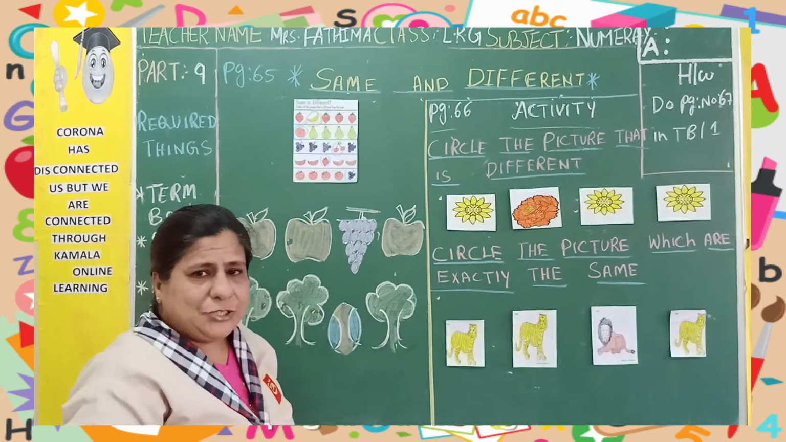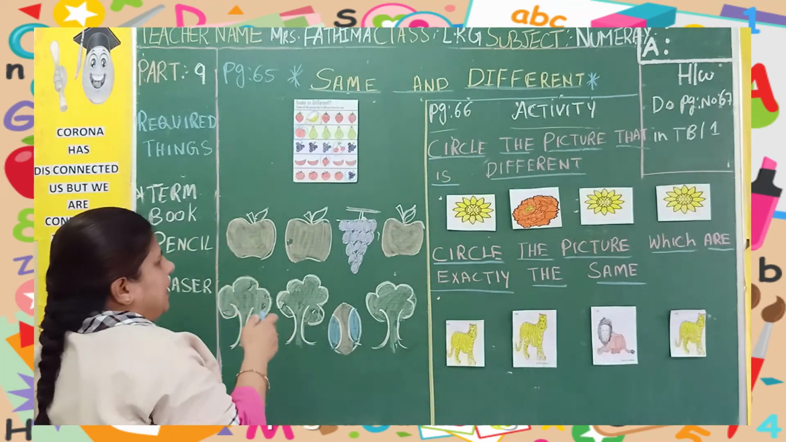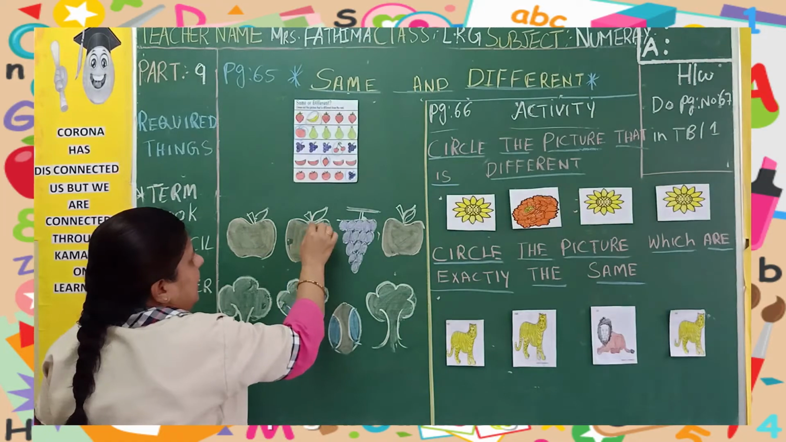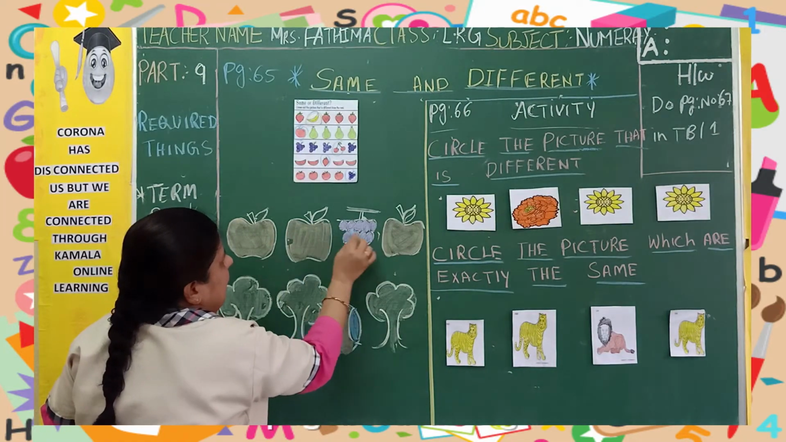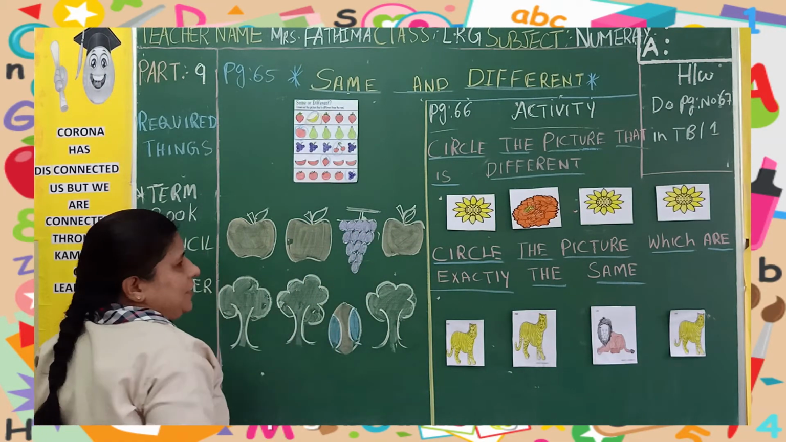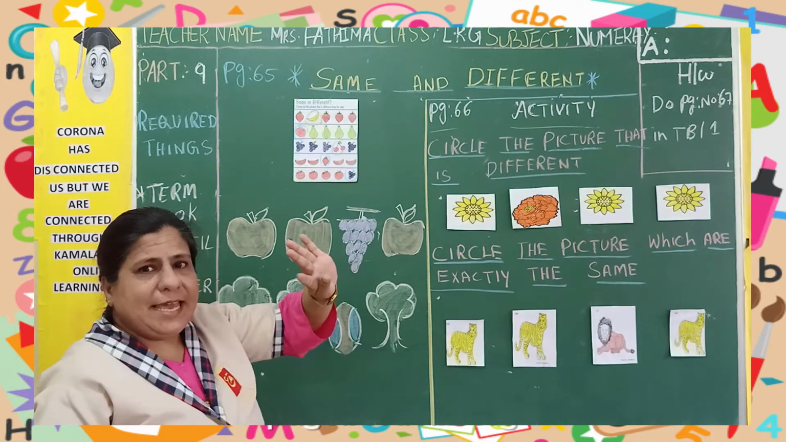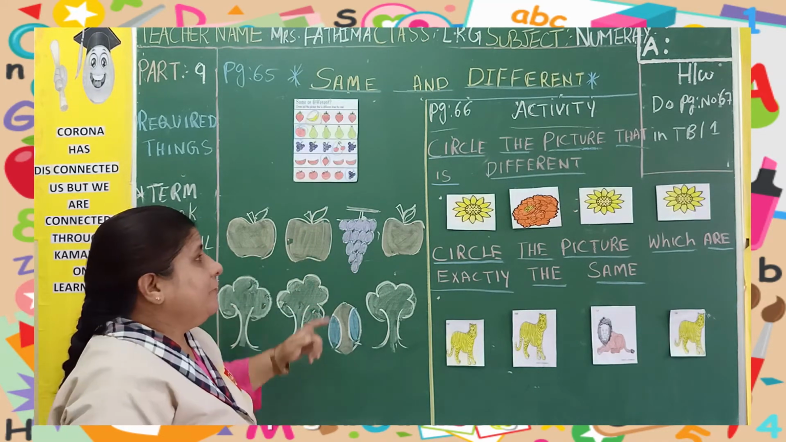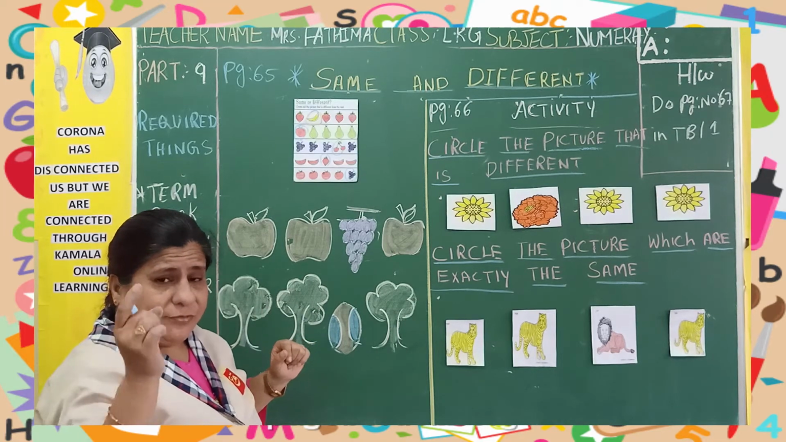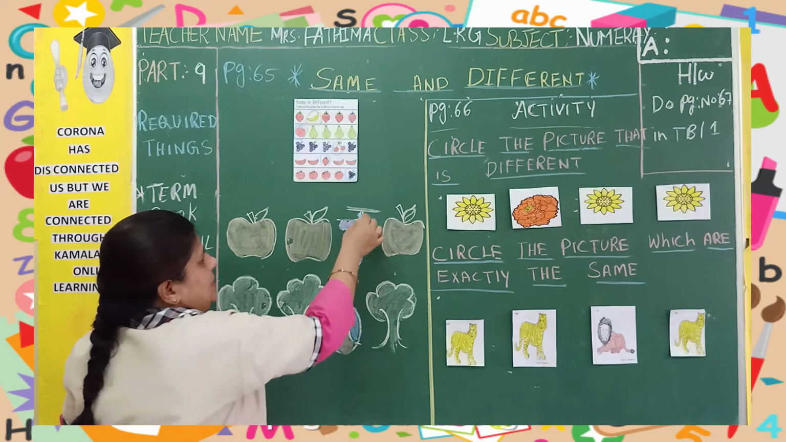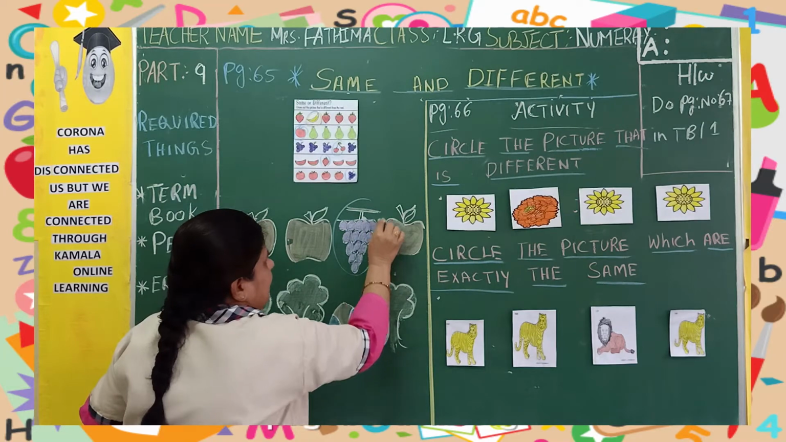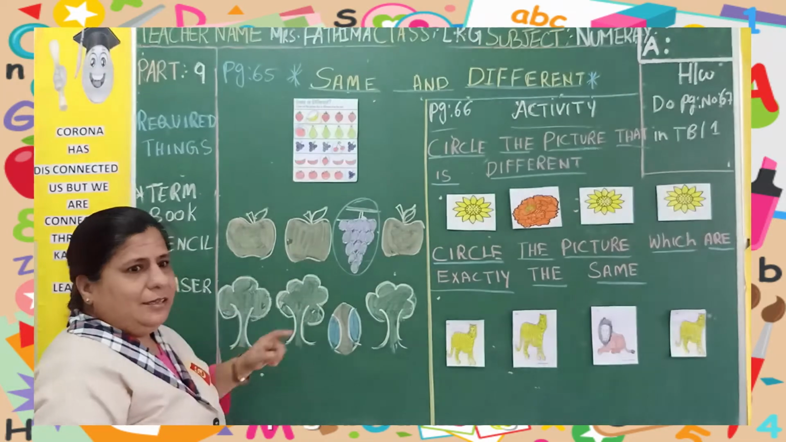Okay, I hope you all understood different and same. See children, this apple, apple, apple. These three are apple. This is the grape. Which is the different here? Which is the different fruit? Three apples are there. One grape is there. Which is the different? The grape is the different. See, I am circling the grape.